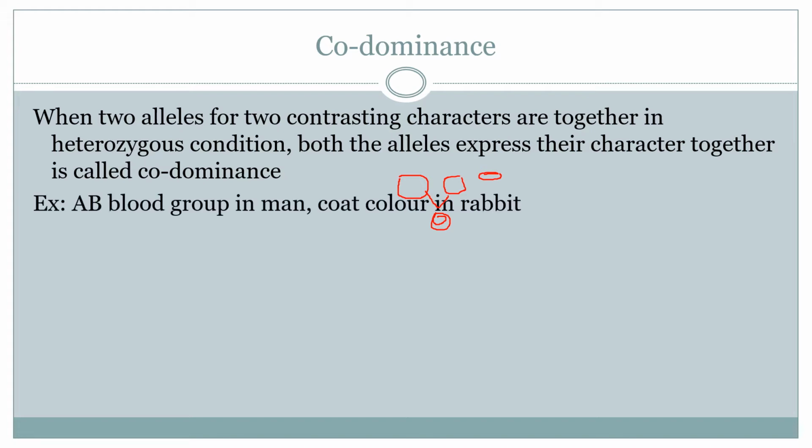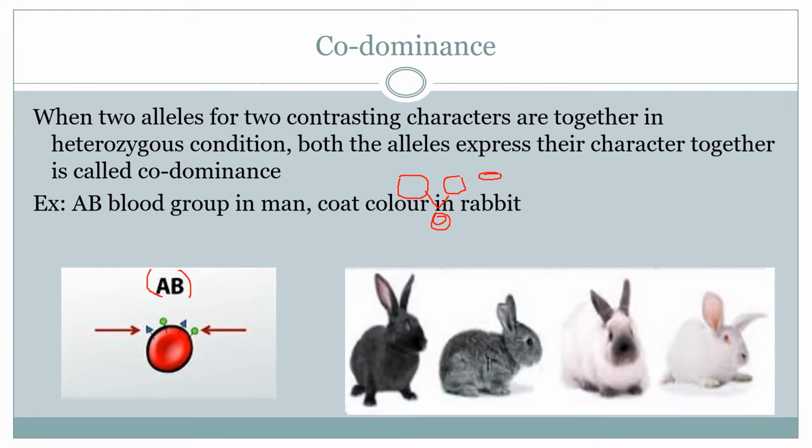Examples for codominance are AB blood group in man and coat color in rabbit. See, this is the AB blood group in man, and here this is an allele for one character, A, and this is an allele for another character. So these two are expressing their character together. So this is known as codominance. Next is the coat color in rabbit. You might have seen the coat colors in the rabbit. It is so different from one another. That is also because of codominance.